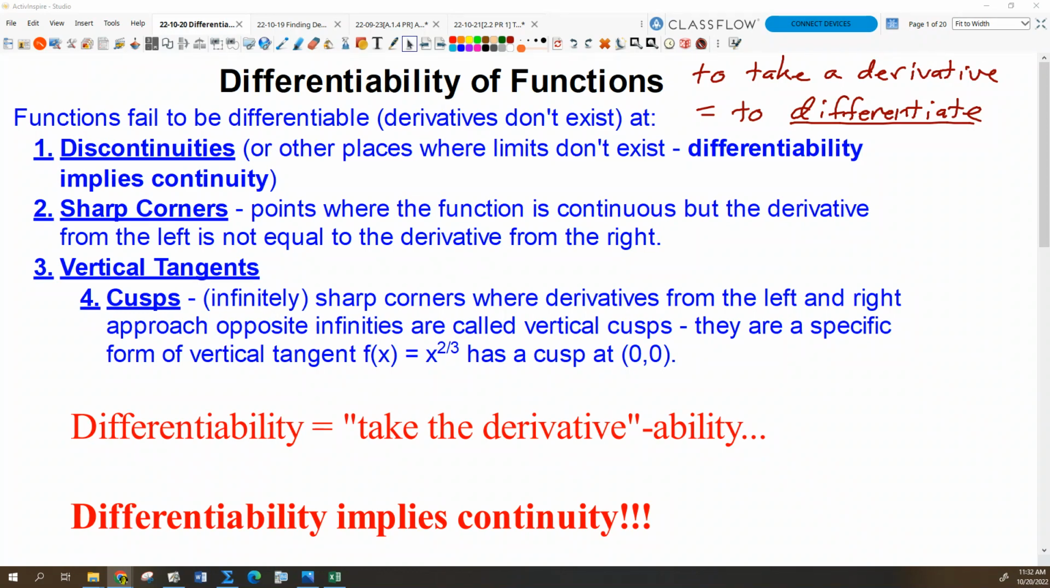And then cusps. Well, we'll see when we see cusps. We'll talk about them. They're just vertical tangents that look like really sharp corners. Infinitely sharp corners. So let's look at a couple examples of this.